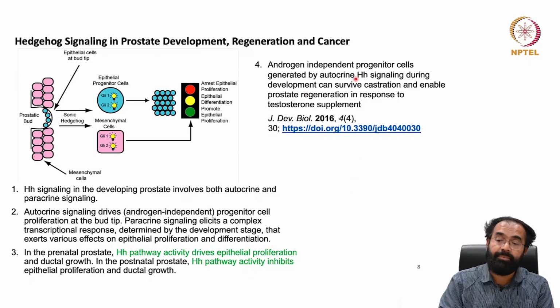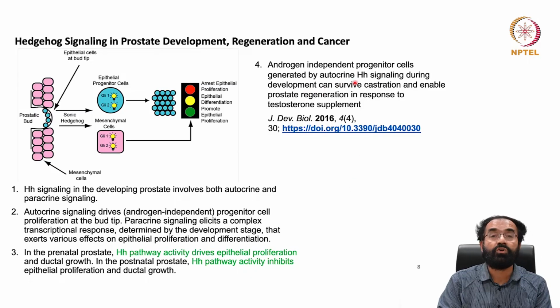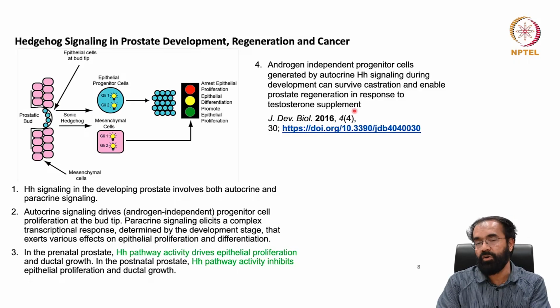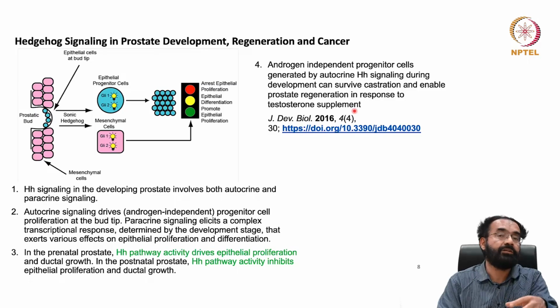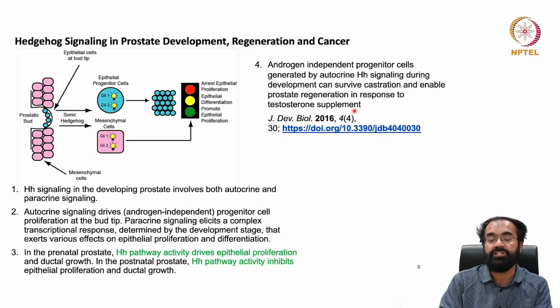So androgen-independent progenitor cells generated by autocrine hedgehog signaling during development can survive castration, that means if you remove the organ, and enable prostate regeneration in response to testosterone supplement. So now you are talking about a third scenario. Prenatal, postnatal, we saw. Now something happens because of androgen supplementation. High levels of androgen do not mean that anyone with high androgen will end up getting prostate cancer, but it will favor a situation because it is androgen dependent.